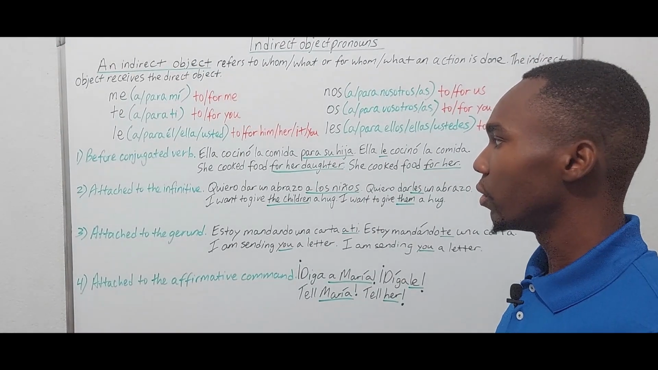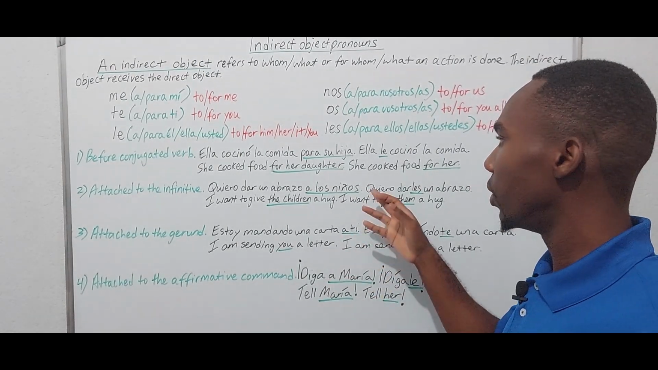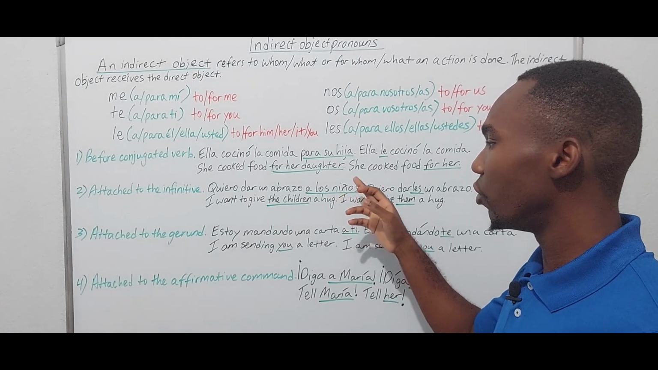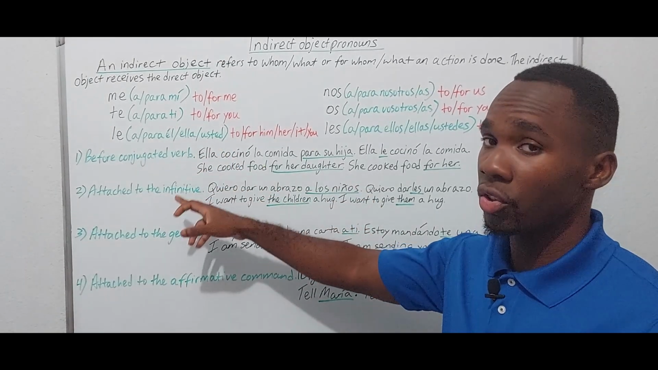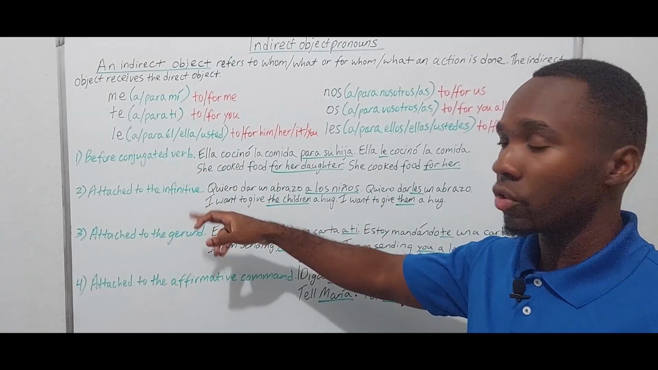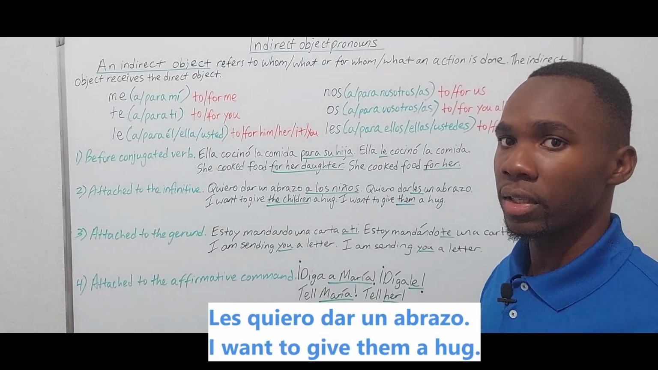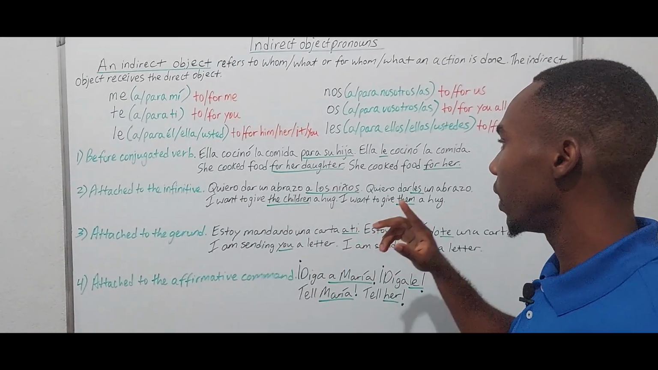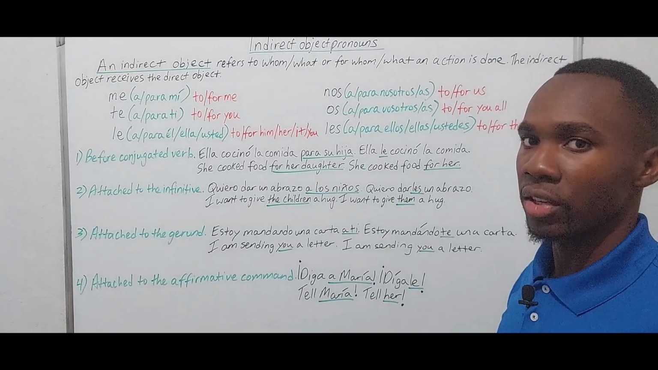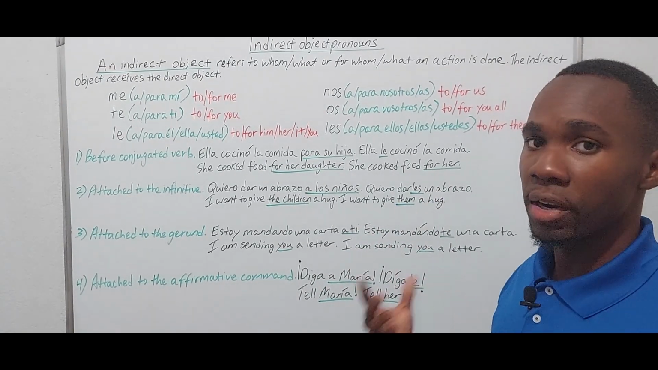Of course, you can also put the indirect object pronoun before the conjugated verb. So you could say les quiero dar un abrazo. And that's perfectly fine. Same thing as saying quiero darles un abrazo. Just a matter of preference, of course.